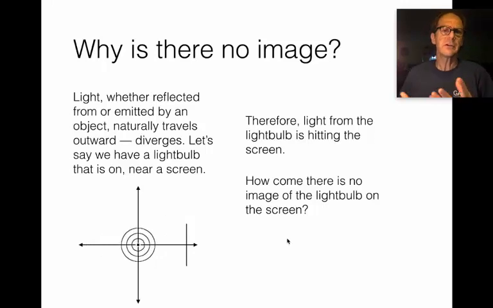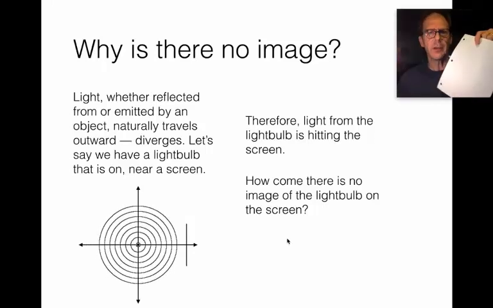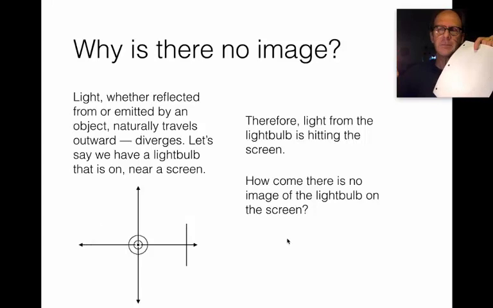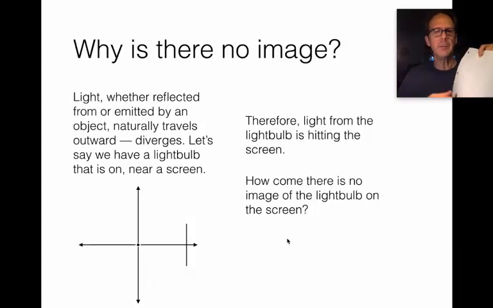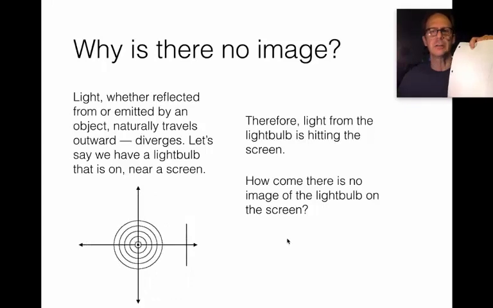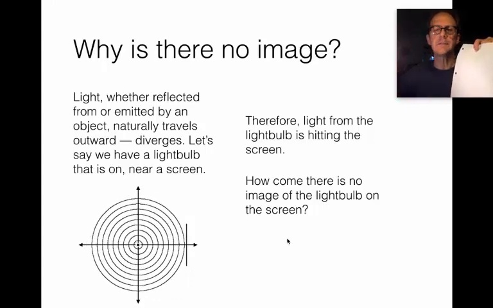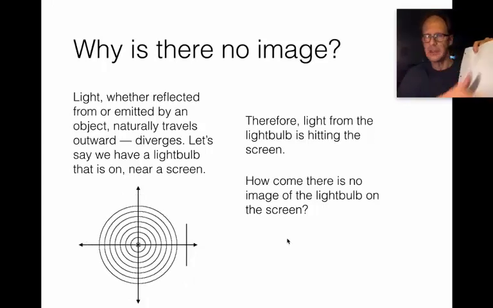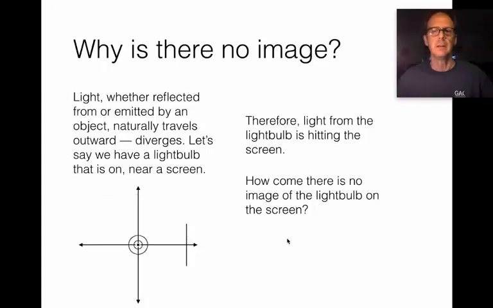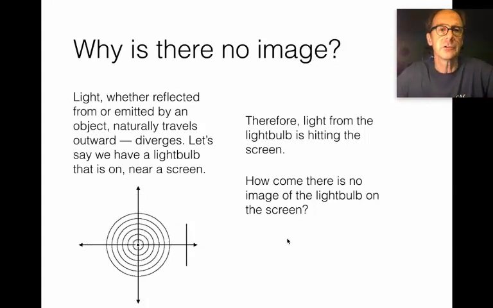So the reason there's no image on the paper is that one spot on the light bulb, the light coming from that one spot, is hitting everywhere on the paper as the animation is showing. And light from a different spot on the light bulb is hitting also everywhere on the paper. And therefore there is no image.